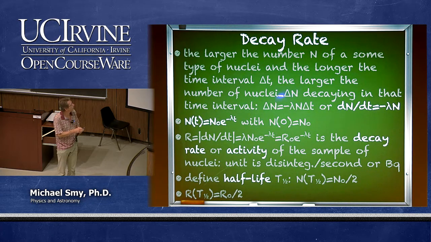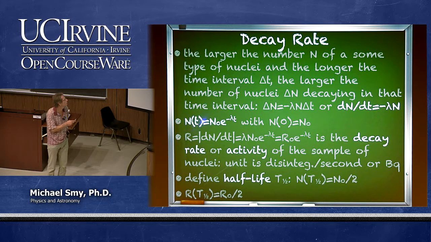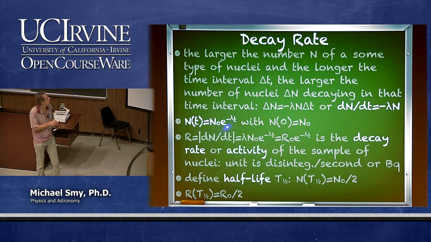If we look at this definition of proportionality, then this looks like the time derivative of the number of nucleons equals minus lambda times the number of nucleons. And that is the defining equation for an exponential, and therefore the number of nucleons as a function of time is the initial number of nucleons times e to the minus lambda t.